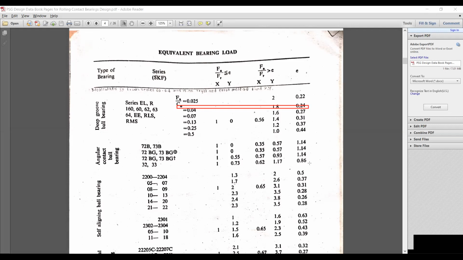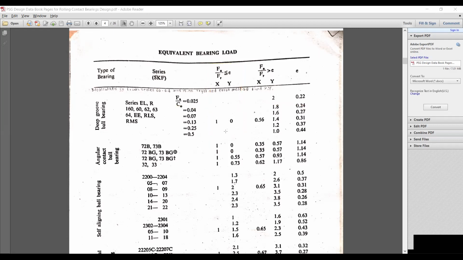And about the FA upon FR ratio, the value is 0.18. So now in this condition the value of E is greater as compared to the FA upon FR ratio. So we need to refer to this column, and this column indicates the values of X and Y. It can provide the direct values: X is equal to 1 and Y is equal to 0. Okay, so the radial factor is 1 and the axial factor is 0. Okay, hope you understood properly.